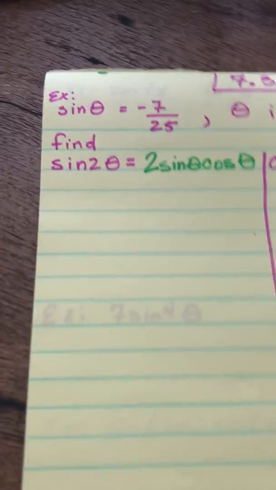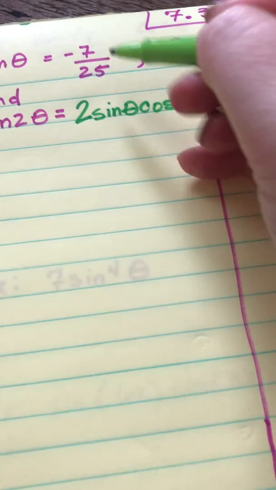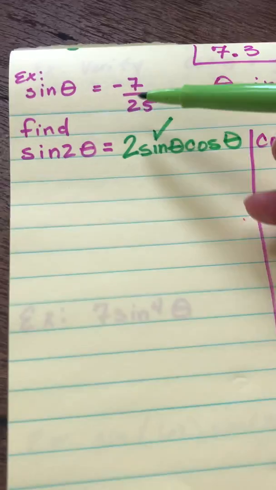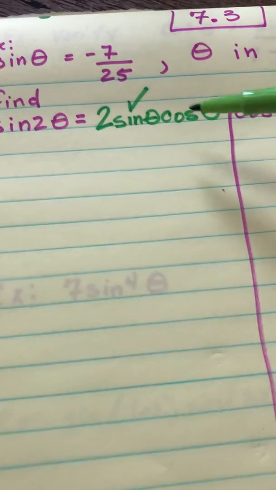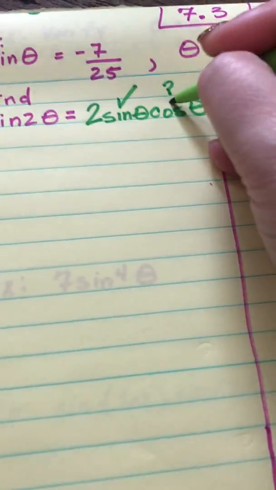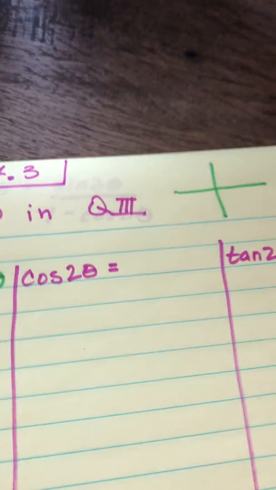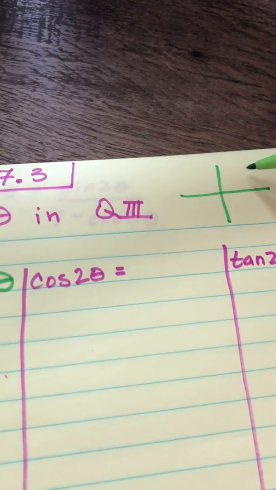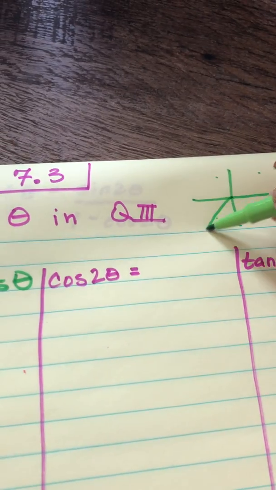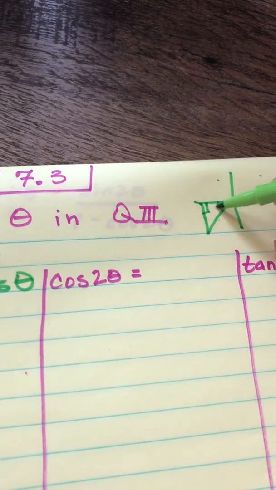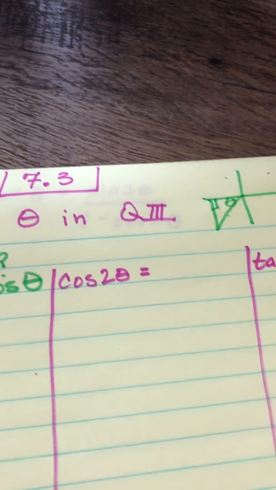So I wrote that down. And it looks like we have sine theta, it's -7 over 25. But we have to find cosine theta. So this is where we draw a triangle on the quadrant. It says theta is in quadrant 3, so 1, 2, 3 down here, with theta closest to the origin.